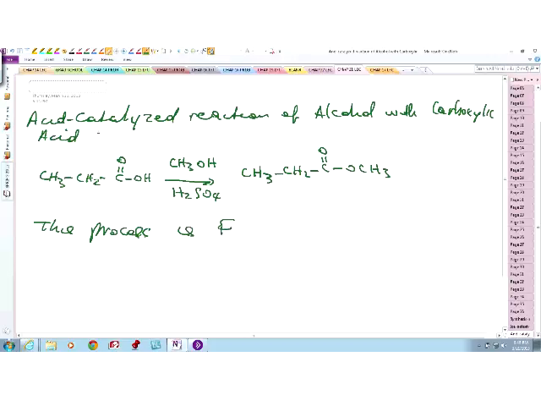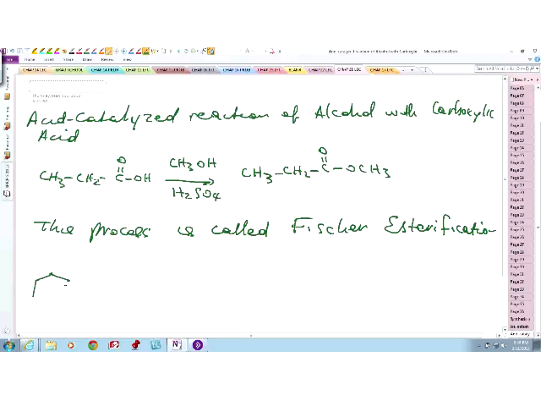This process is called Fischer esterification. In other words, acid catalyzed reaction between an alcohol and a carboxylic acid we refer to as Fischer esterification. Another example would be this.